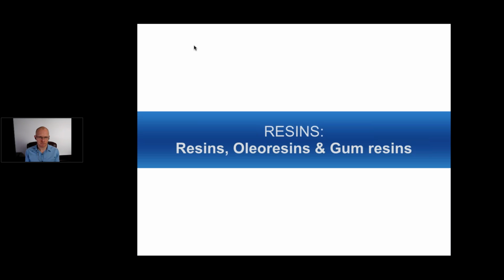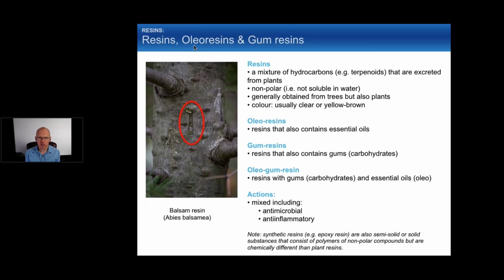So the next groups of compounds we're going to talk about are nonpolar compounds, and most of these do not dissolve well at all in water, with the exception maybe of the gum resins, and we'll get to that in a second. So resins are basically nonpolar substances typically obtained from trees, but also you can get them from plants as well. So resins are a mixture of hydrocarbons, often terpenoids, for example, that we'll talk about shortly, that are excreted by the plant. So if you look on the balsam fir on the left-hand side, that's like a Christmas tree.